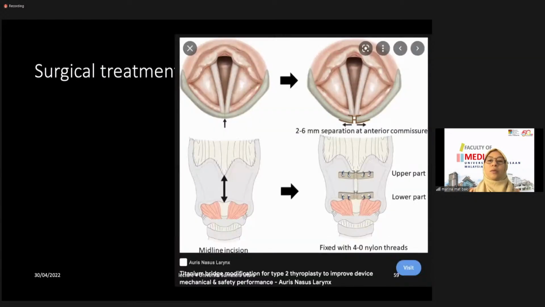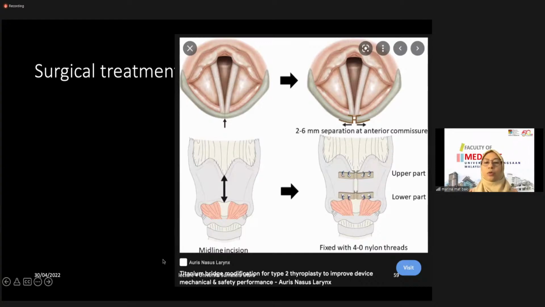Another surgical treatment is by doing type 2 thyroplasty, described by Isshiki. And Isshiki also developed a titanium implant to keep the thyroid lamina apart. Here in the middle, they put the titanium implant to keep the vocal cords apart, so that there would be reduced glottal tightness during phonation. Okay, so called lateralization. Not too much until it causes aspiration, just to reduce slightly the glottal tightness by doing lateralization.